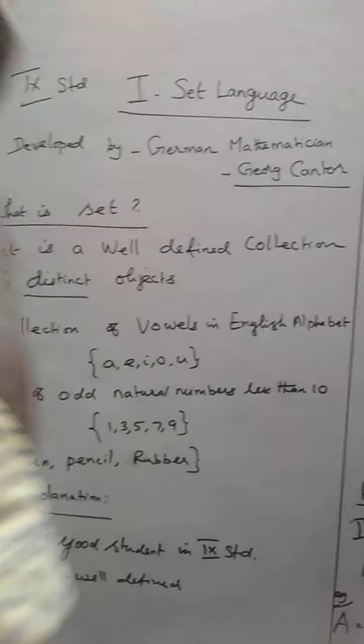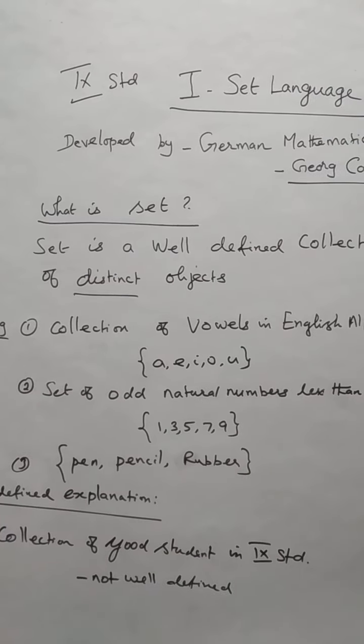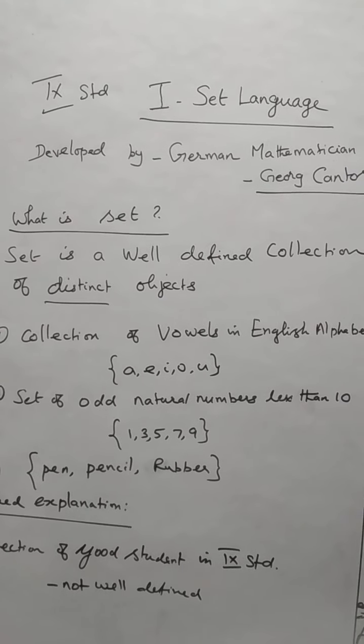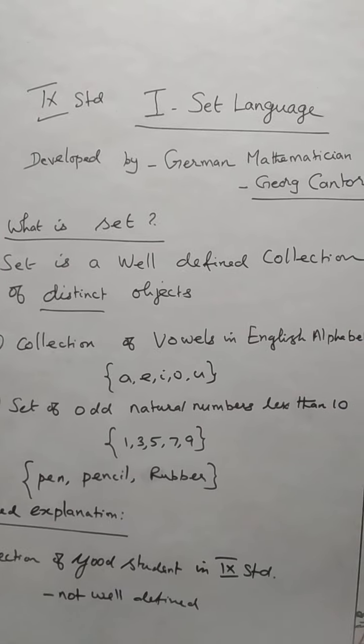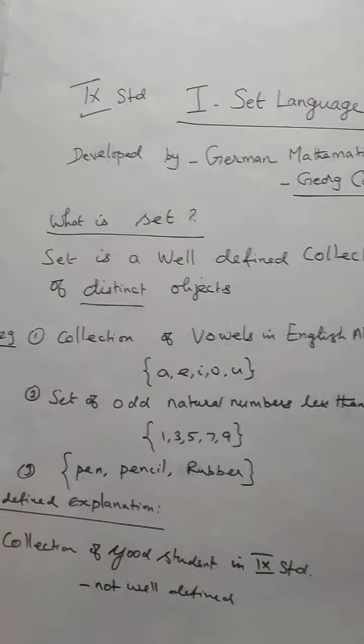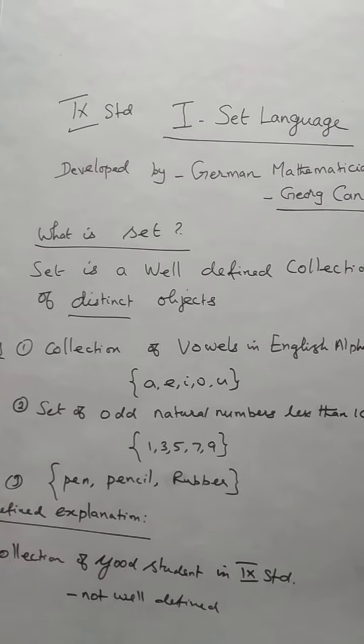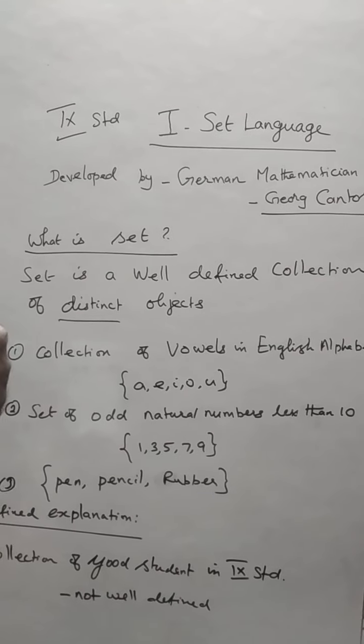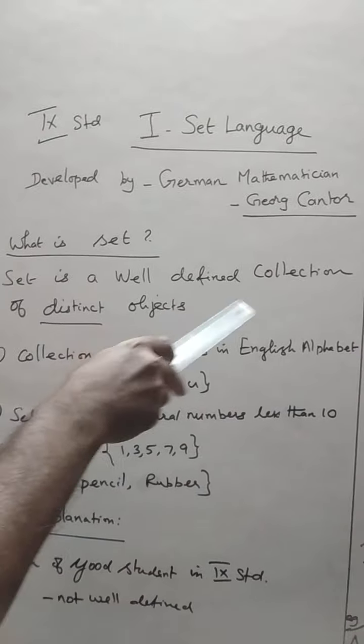In mathematics, we studied algebra, mensuration, geometry, profit and loss account. Like that, set theory is one of the chapters. In this chapter, first we have to study what is a set. A set is a well-defined collection of distinct objects.